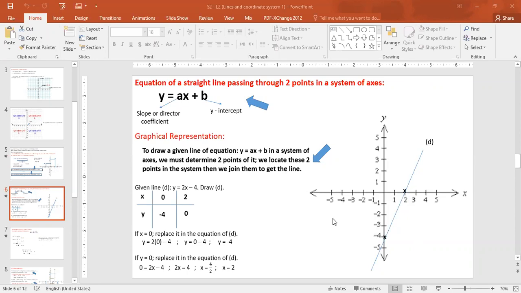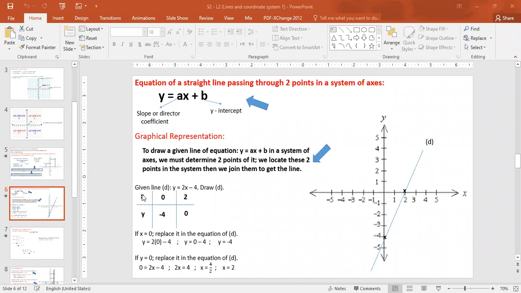Sarah, yesterday also we talked about a line in a system of axes. This is the general equation of a line. Read it, Sarah, please. y is equal to ax plus b. What do we call a? Slope or director coefficient. What do we call b? Y-intercept. Okay, suppose that I gave you a straight line D, which is y equals x minus 4, and I asked you to draw D in the system of axes. I said we should draw this table first, okay?